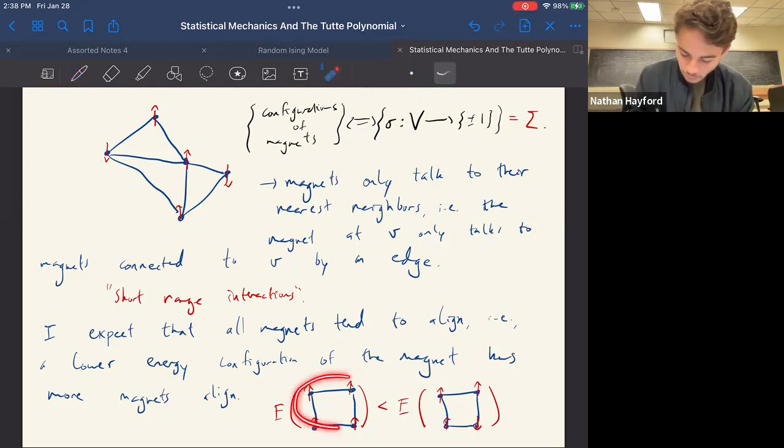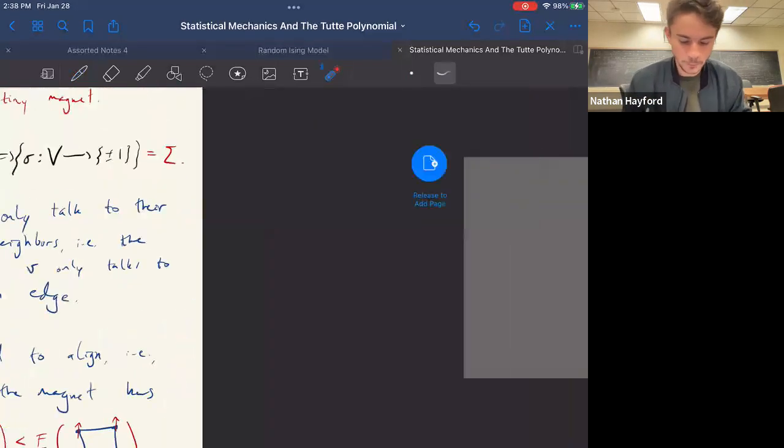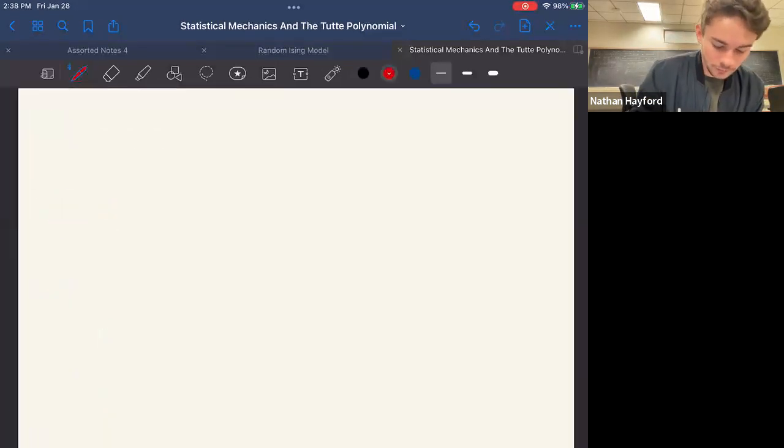So it takes less energy to hold all the magnets pointing in the same direction than it does to misalign one of them. So this one has higher energy in some sense. And we'll make that a little bit more precise right now. So I'm going to define the energy of a configuration.